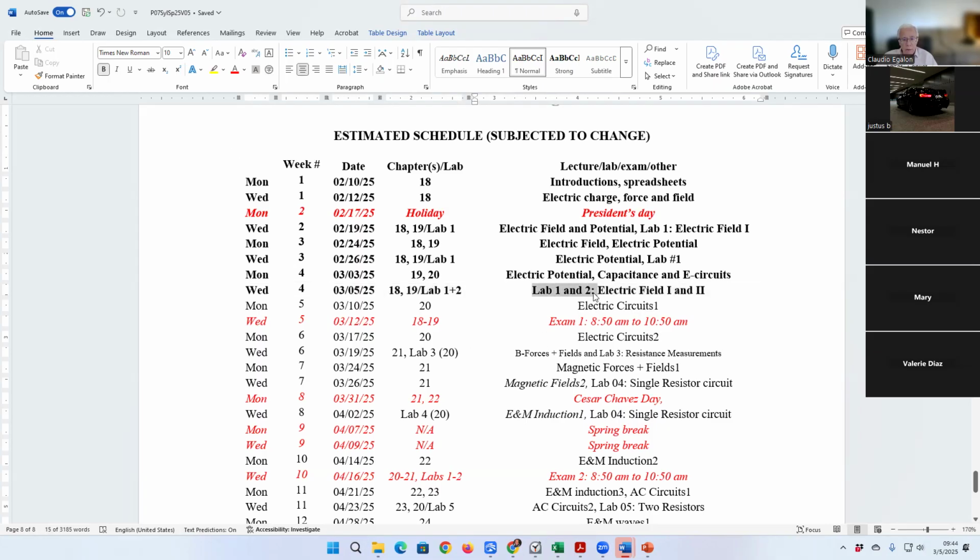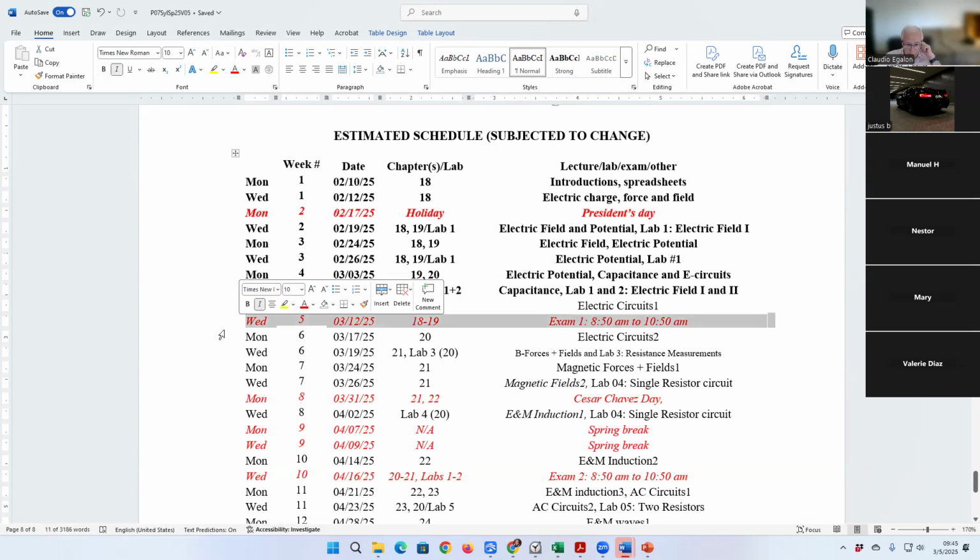Lab 1 and 2, and then continue the electric fields 1 and 2. We're going to do that today. Lab 1 is very similar to lab 2. It's just a different electrode configuration, so you can do everything today. Now, I also want to continue covering capacitance, right?